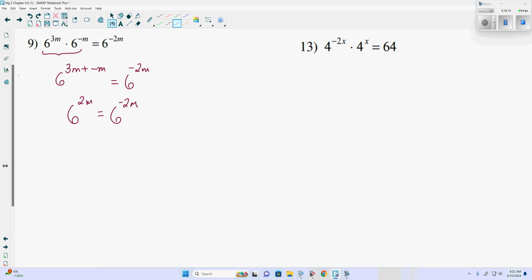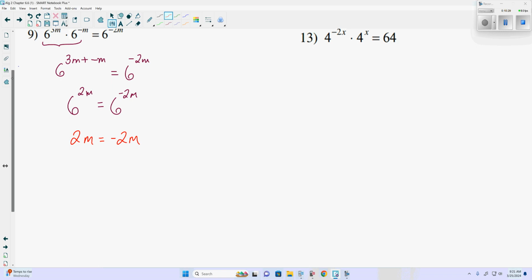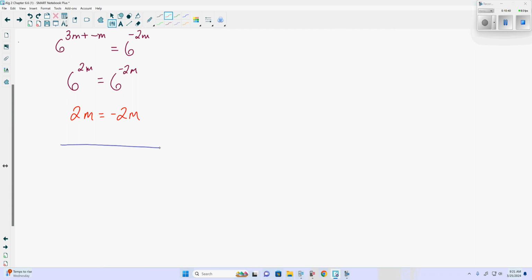Because now we have 6 to the 2m is equal to 6 to the negative 2m. Since the bases are the same, the exponents have to be the same as well. Which means for us, that 2m is equal to negative 2m. Does anybody have a guess at what m is going to be? Yeah. It's the only way we can multiply by something. But if we want to show it, well, we can add the 2m to both sides, which will tell us that 4m is equal to 0.